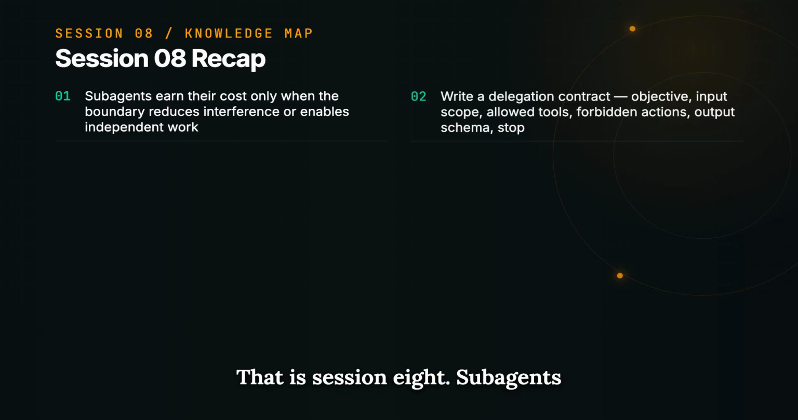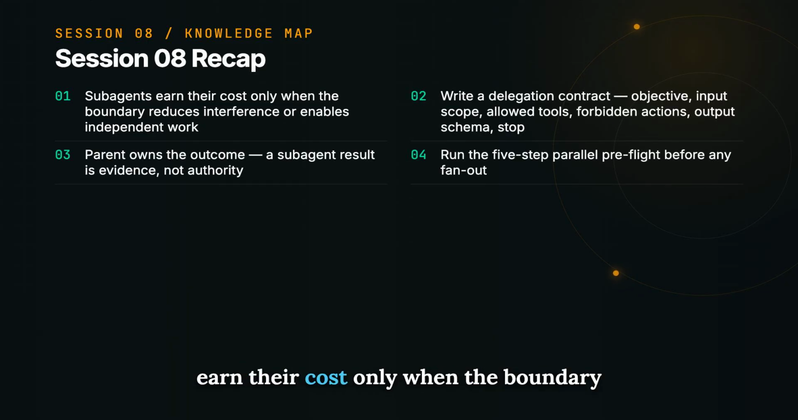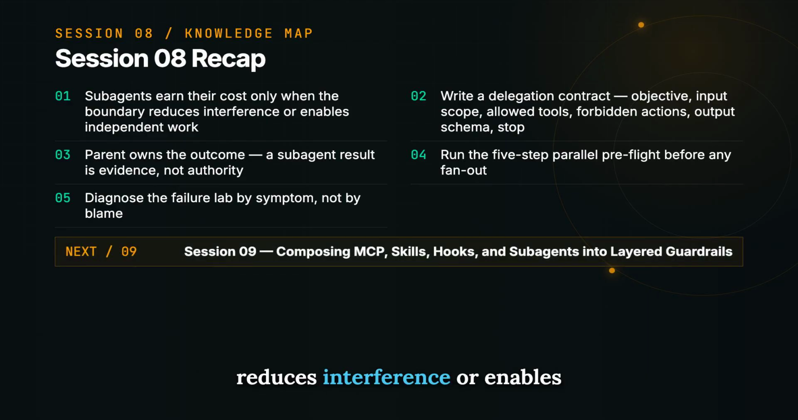That is session 8. Subagents earn their cost only when the boundary reduces interference or enables independent work. Write a delegation contract with objective, input scope, allowed tools, forbidden actions, output schema, and stop condition before invoking. Keep parent ownership intact. A subagent result is evidence, not authority.